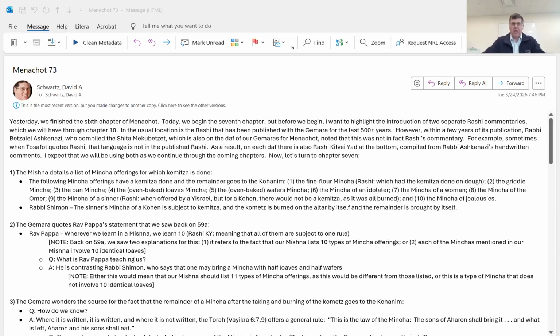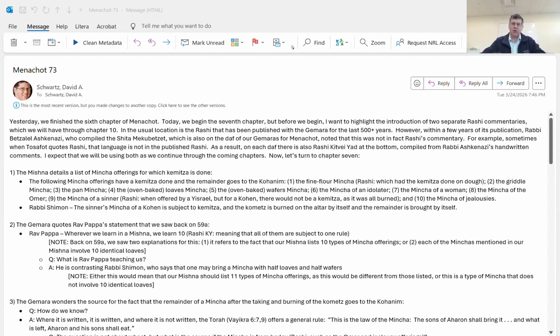That is the Bomberg Shas was the Venice Shas, and that was the Shas that got Rabbi Ashkenazi upset because that Shas put just the Rashi that we have on the left-hand side of the page and not the Kisvei Yad. So that's what you are referring to.